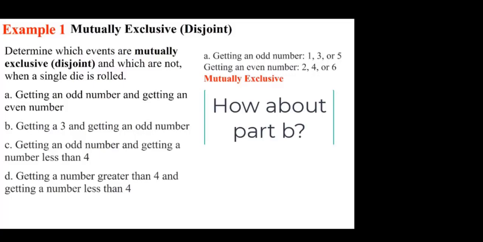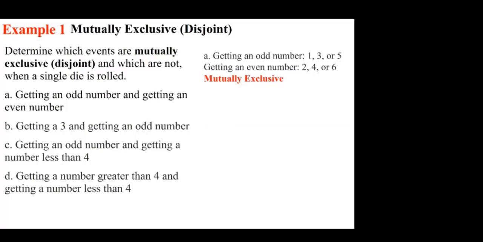How about part B? It says getting a 3 and getting an odd number. Remember, the odd numbers are 1, 3, and 5. So definitely, they are not mutually exclusive. The next one says getting an odd number and getting a number less than 4. So what are the numbers less than 4? 1, 2, 3. And as you can see, 1 and 3 are odd numbers. Therefore, they cannot be mutually exclusive. Finally, getting a number greater than 4. Okay, so what are those numbers? Greater than 4.